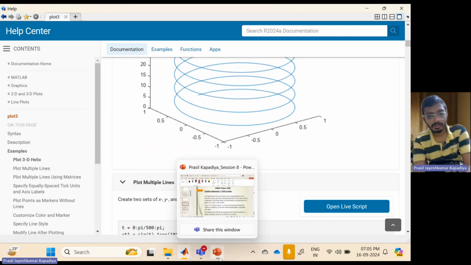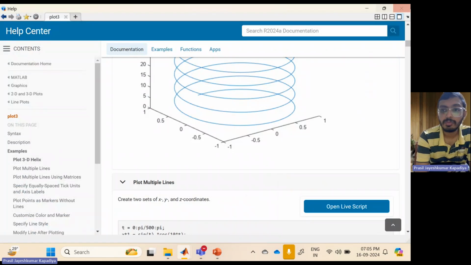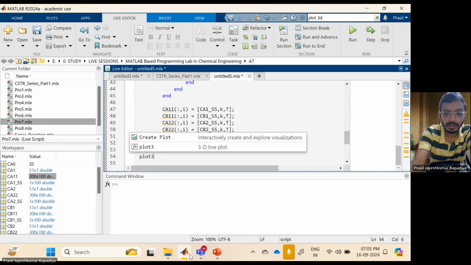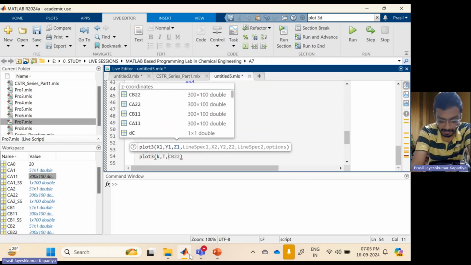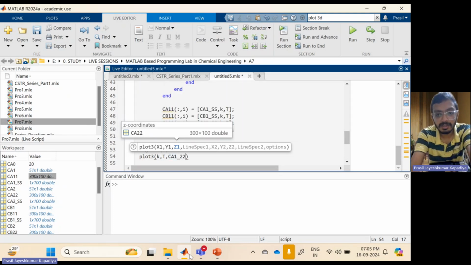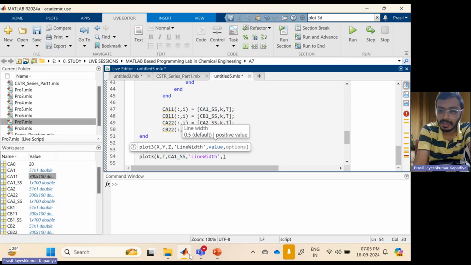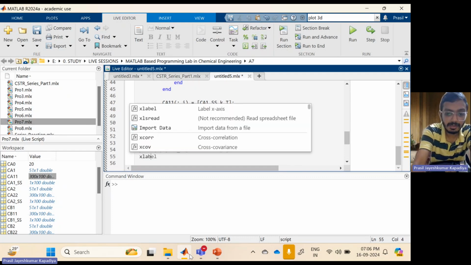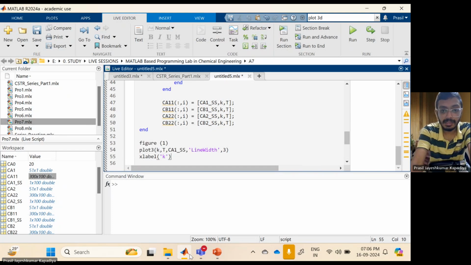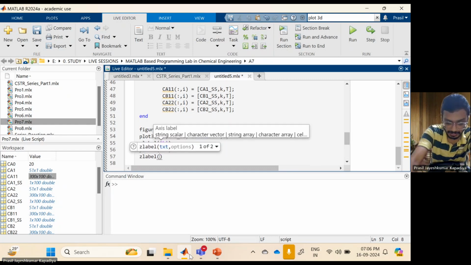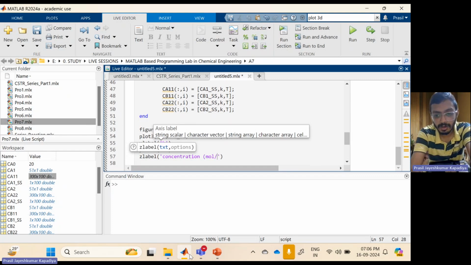Okay, so it will create one 3D plot. So let's try to create one 3D plot. So plot3(x, y, z). Okay. So plot3, then x is K, T, and let's say it is CA1 underscore steady state. Then let's say line width is 3, just random value. My X label is K, Y label is T, and Z label is concentration. Concentration in units of moles per liter.